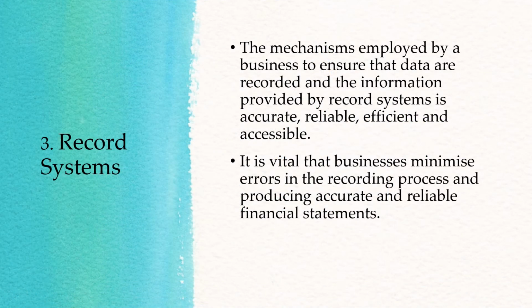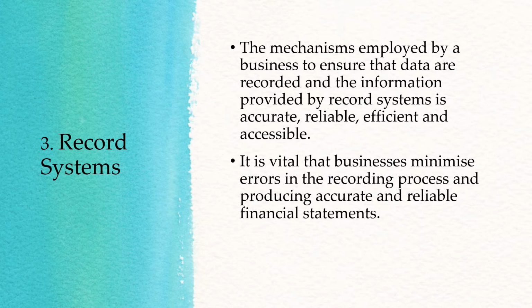The next section is record systems. So record systems are really important that businesses maintain accurate data, and they have it in some sort of record system where it's easy to find the data, it's reliable, and it's accurate and accessible to those who need it. Businesses need to make sure that they minimize errors in the recording process, because if they can minimize their errors, it means that processes will be more efficient overall.